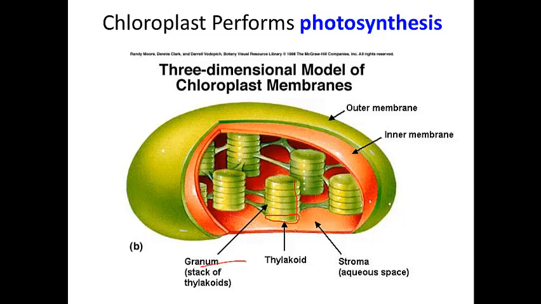Inside of the chloroplast, there's also liquid. Just like there's cytoplasm in our cells, there's a type of cytoplasm that's found inside of the chloroplast, and that is called stroma. Think of straw. You suck up liquid with a straw. So stroma is the liquid portion.